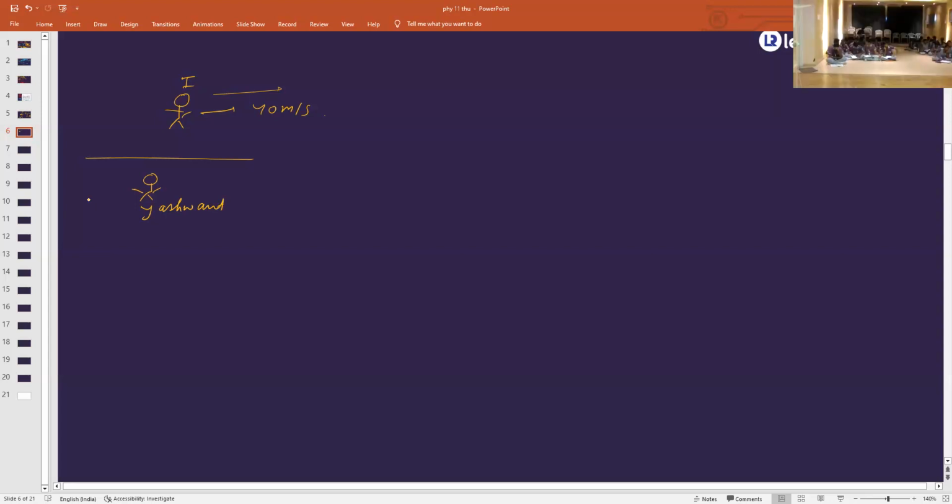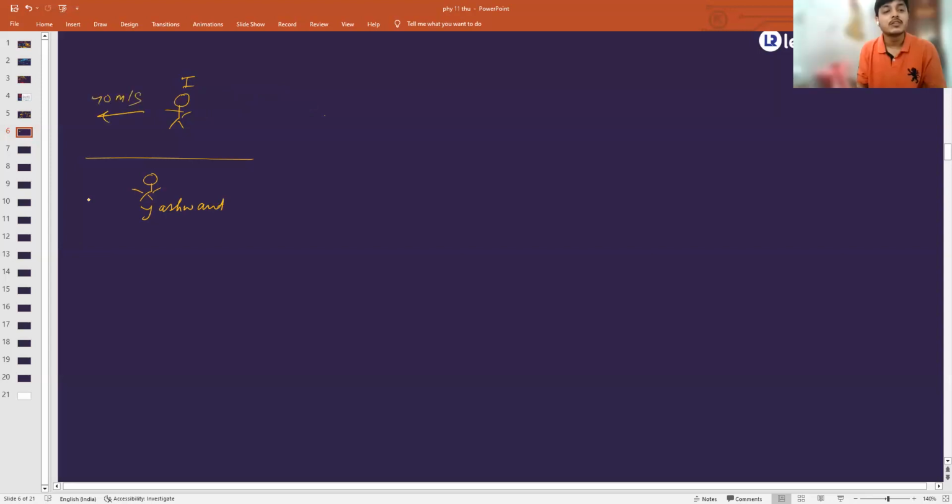If I am going this way, 40 meters per second, I'll say that Yashwant is going this way 40 meters per second, forward, because I saw that Yashwant just passed by. This I saw. So that's why I'll say that Yashwant moved by. I did not move forward, because whoever is the observer, his motion is considered to be zero. Whatever his motion is, we'll consider it to be zero.